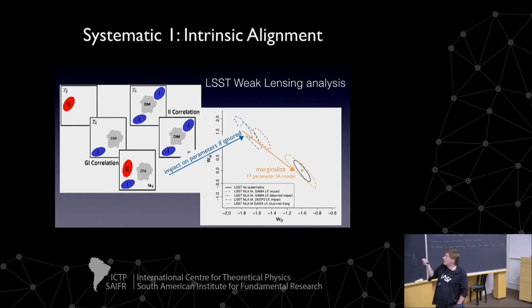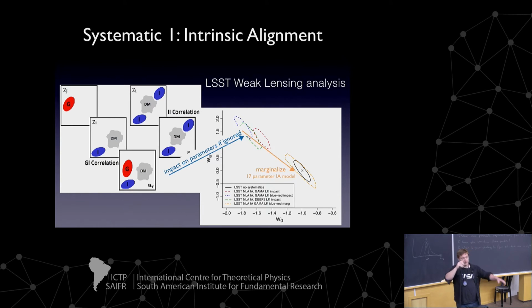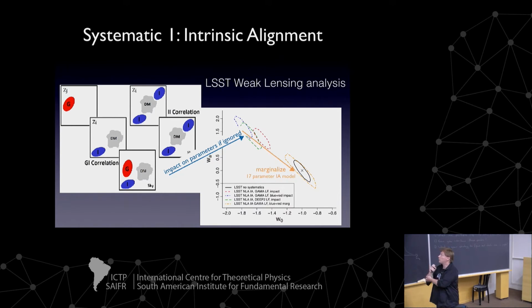And here in this analysis, we included a 17-parameter intrinsic alignment model. So we modeled the luminosity functions. We gave that uncertainty. We modeled the amplitude of the alignment signal. That had an uncertainty, et cetera, et cetera. And you marginalize over all of these 17 parameters. So you end up back on top of the input model. That's all fine, but you have lost some information.